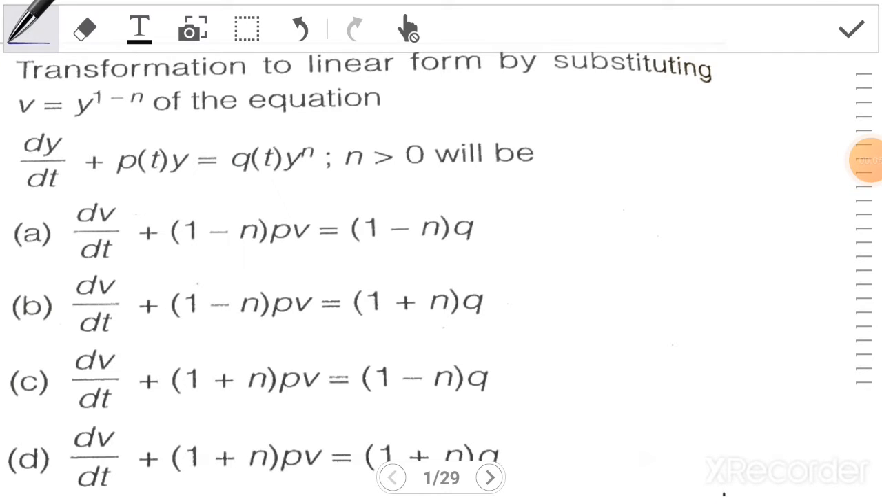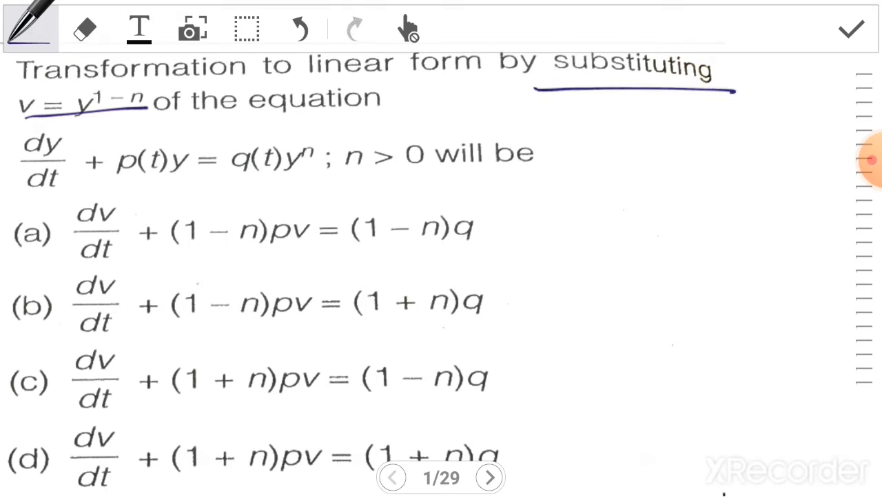In this session, we will be solving a few problems on differential equations from previous year examinations. So let's begin. First problem is transformation to linear form by substituting v is equal to y power 1 minus n of the equation dy by dt plus p of t y is equal to q of t y power n, n greater than 0, will be.